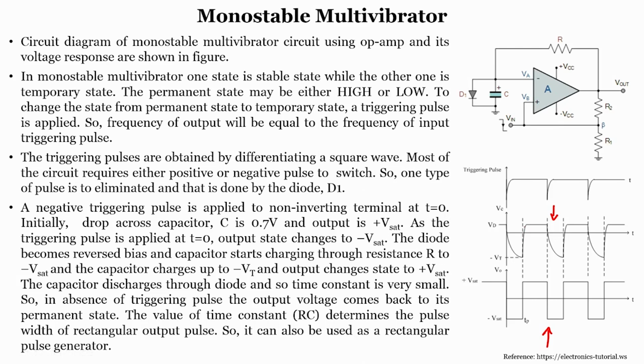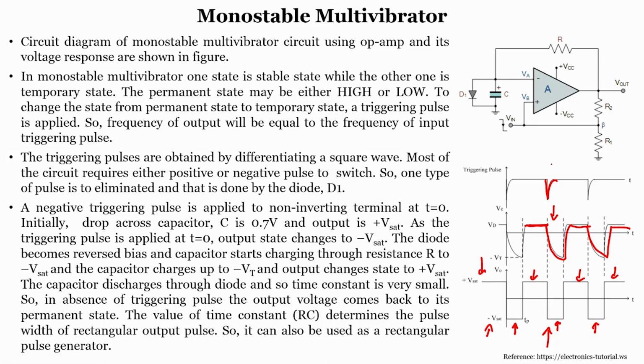Whenever you apply a pulse, from this stable state it goes to its non-stable state, comes back, and is again stable. In return, the output will go to plus V saturation and minus V saturation. It is minus V saturation in the quasi-stable state and plus V saturation when stable, alternating like this. So, this is the generation of a square wave.